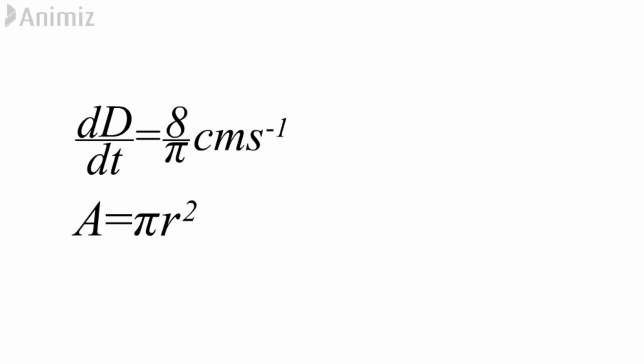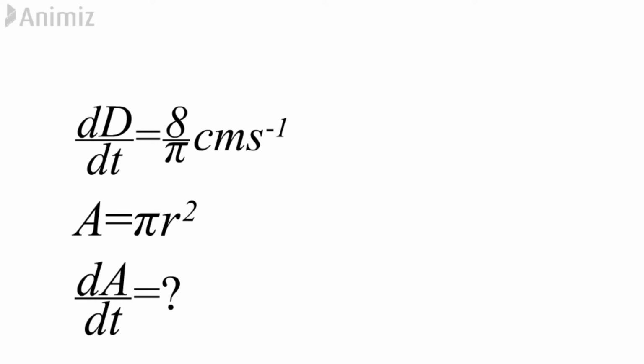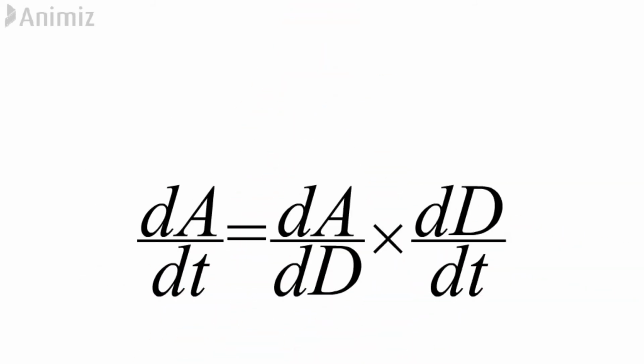Okay, now time to form the chain rule for our third step. The question asks for dA over dt, and we are provided with dD over dt. So our chain rule will be dA over dt equal to dA over dD times dD over dt.